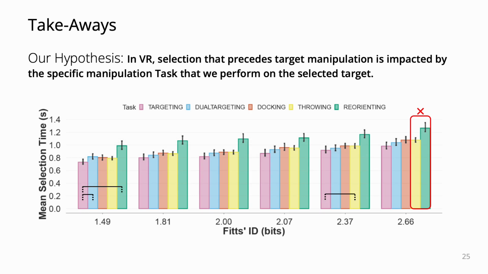The goal of this paper is to explore the impact of intended use on target acquisition in VR. We found that targeting was significantly faster than other tasks at certain IDs, and reorienting was significantly slower than all other tasks at all IDs except throwing at 2.66 bits.